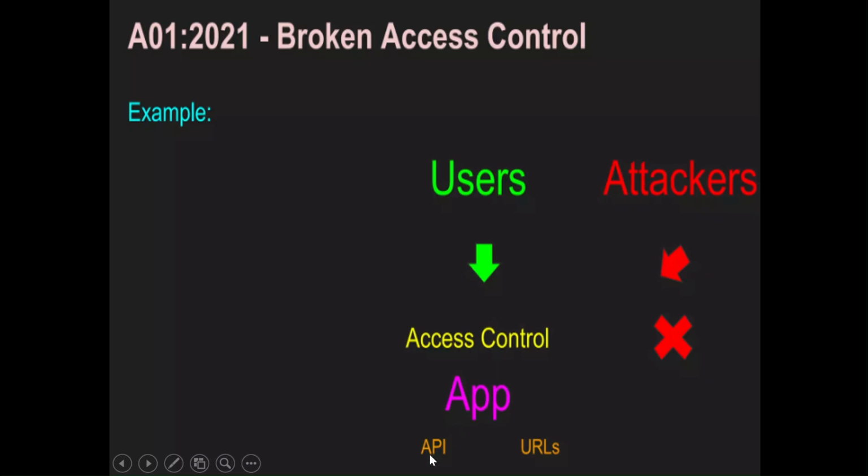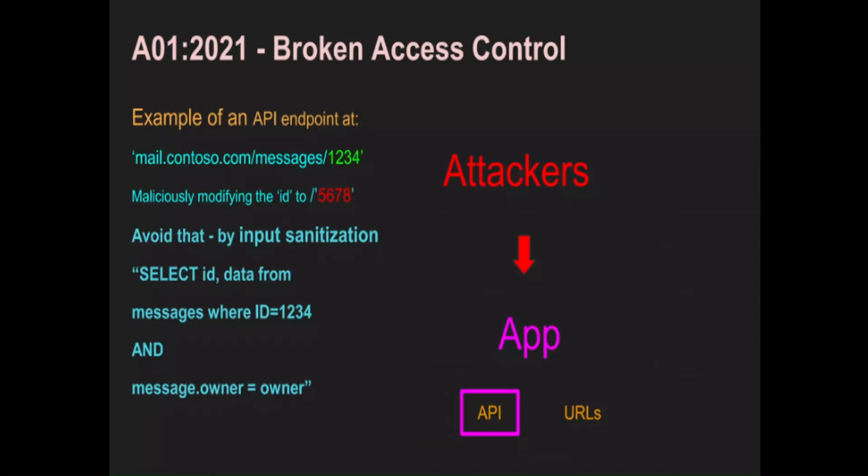When the user accesses the app, it is using an API or URLs. Now the attacker is trying to access the app. How is the attacker trying to access in this example? The user is trying to access with the user ID 1234. This is the correct user ID. He is trying to access the app. What is the attacker going to do? The attacker is maliciously modifying the ID to 5678. So the normal user's ID, the attacker is changing into something different, 5678.